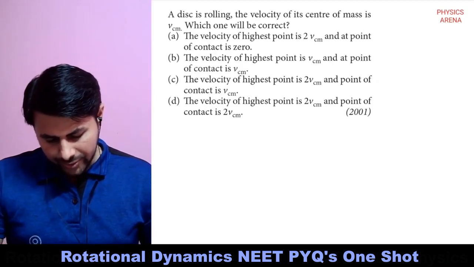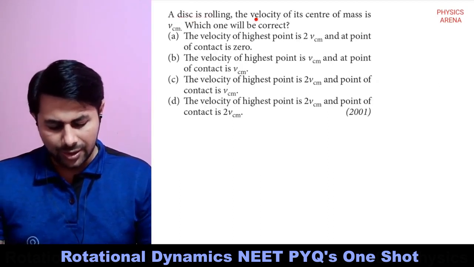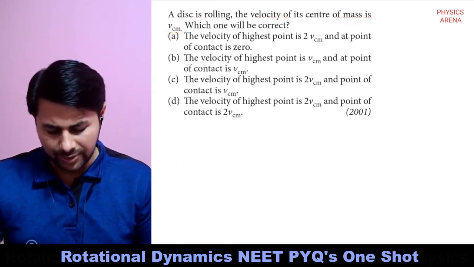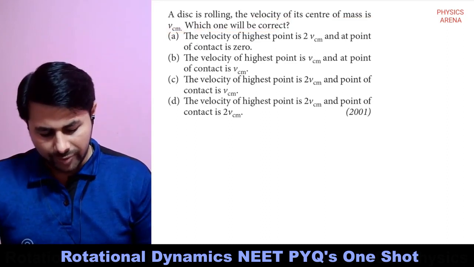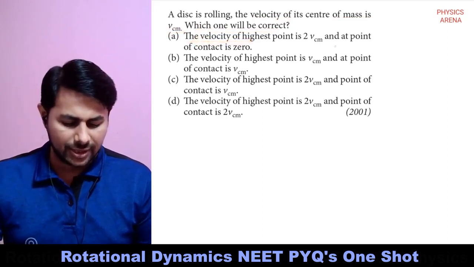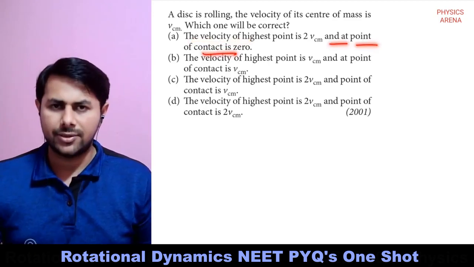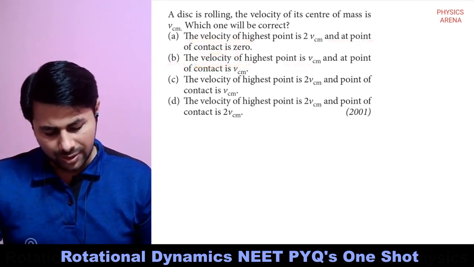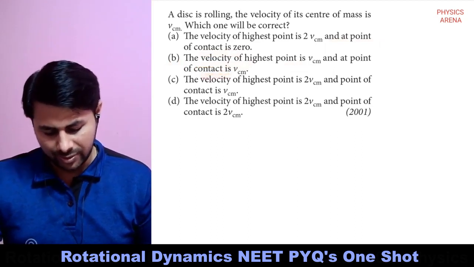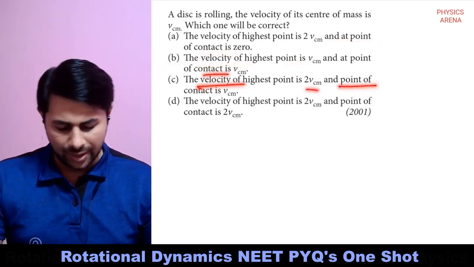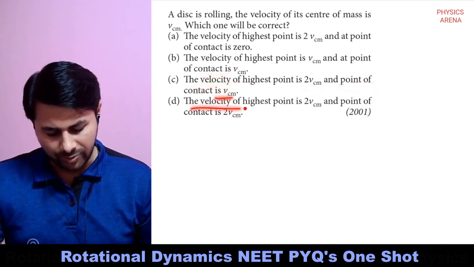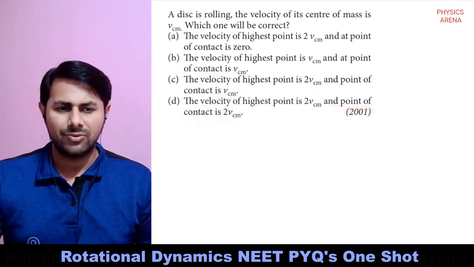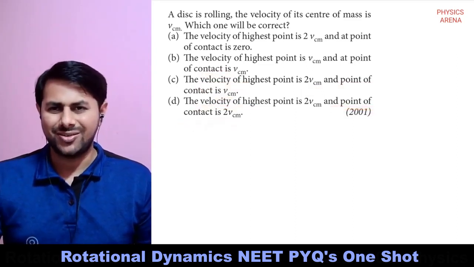Then the next question: a disk is rolling, and the velocity of its center of mass is vcm. Which one will be correct? The velocity of the highest point is 2 vcm and at the point of contact is 0. Or the velocity of the highest point is vcm and at the point of contact is vcm. Or the velocity of the highest point is 2 vcm and the point of contact is vcm. Or the velocity of the highest point is 2 vcm and the point of contact is 2 vcm. Which one is correct? This is a direct question. We have seen this.